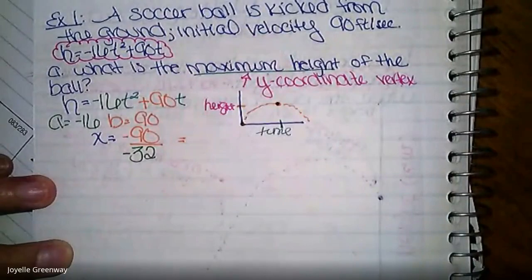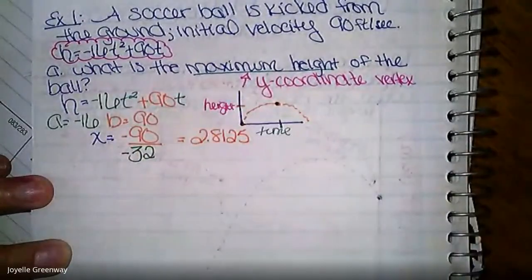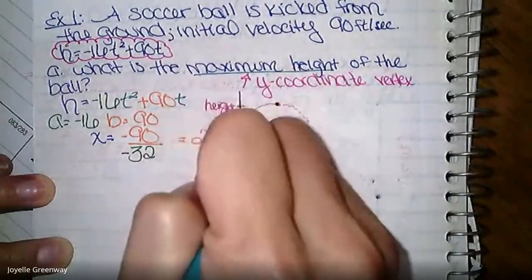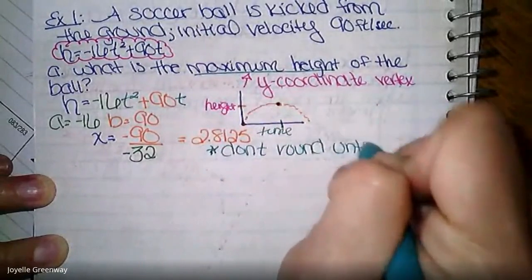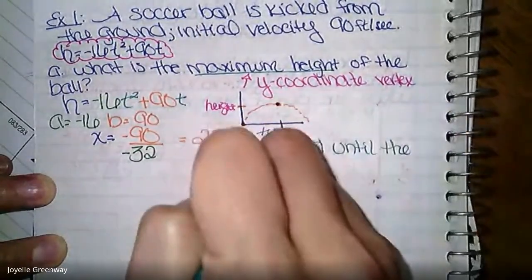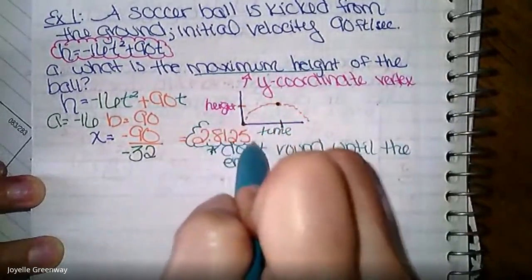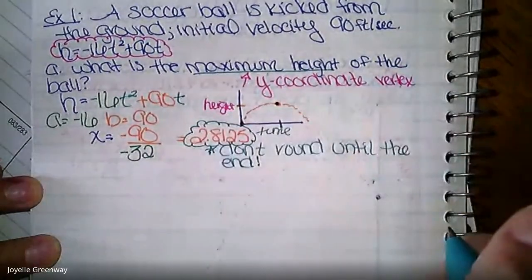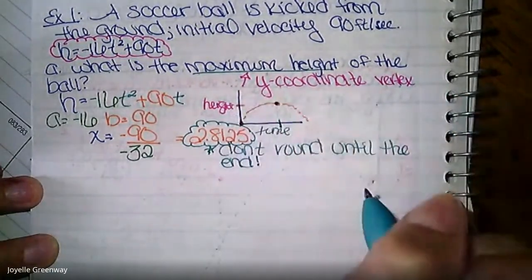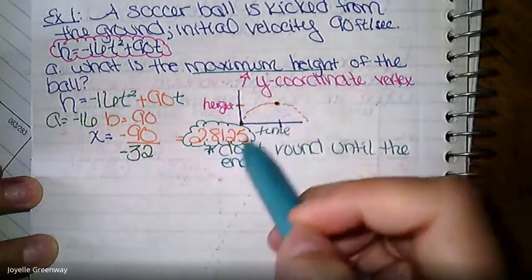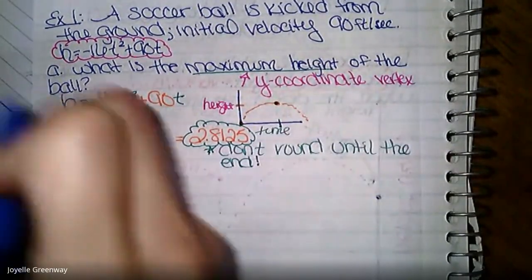So 2.8125. Make yourself a note: don't round until the end. What we just found out is that after 2.8125 seconds, the ball reaches its max height. Now I need to find my maximum height, and this is why we don't round until the end.